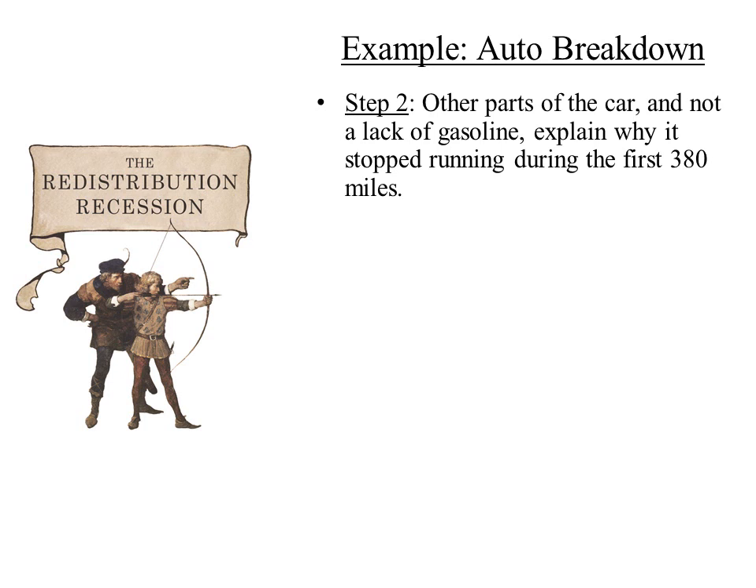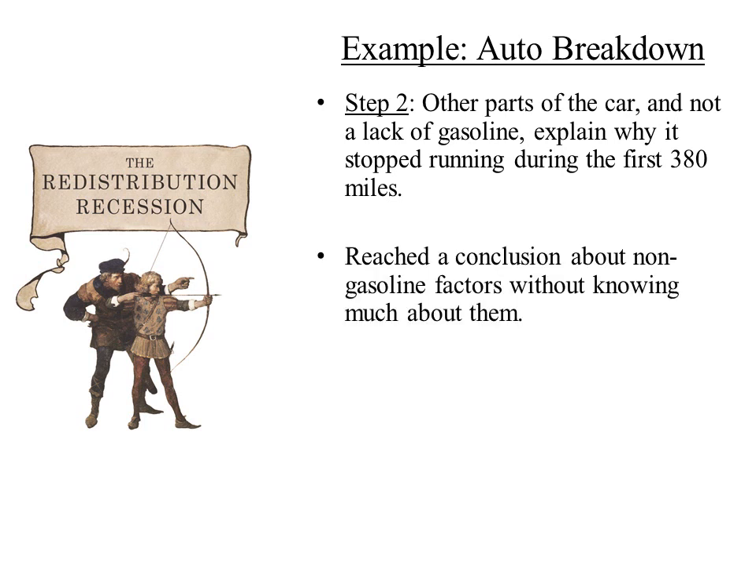The next step is to subtract, so to speak, what he knows about gasoline from what he knows has happened to his car. For example, he knows that a stall occurring within 380 miles of his last fill-up means that at least a gallon of gas remains in the tank, so that gas cannot be the explanation for what happened. In this way, he reaches a conclusion about non-gasoline factors without knowing much about them.